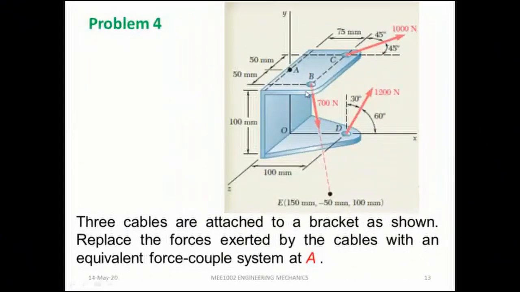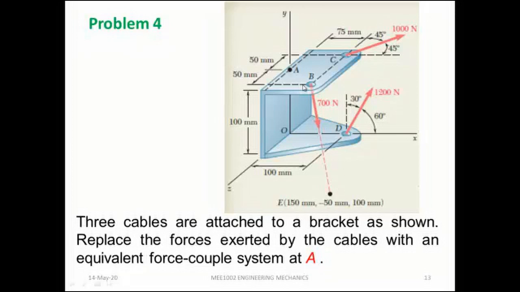This is another problem in 3 dimension. We will see this problem. What is asked is: 3 cables are attached to a bracket as shown. Replace the forces exerted by the cables with an equivalent force coupled system at A.